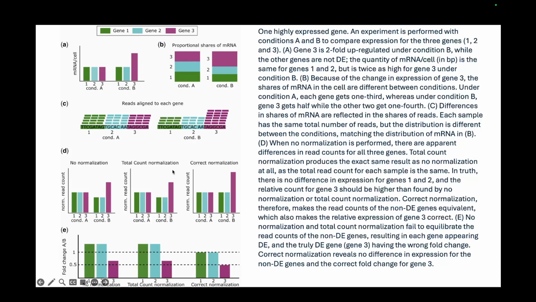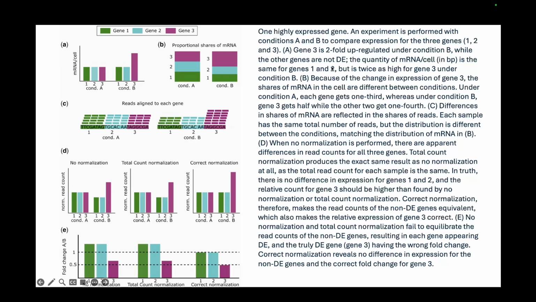On the left, you are measuring the expression of three genes under two conditions, condition A and condition B. An experiment is performed with conditions A and B to compare expression of three genes. These 1, 2, 3 are three genes, and A and B are your different conditions or different types of samples. In the first figure, you see gene 3 is twofold upregulated under condition B, while the other genes are not differentially expressed. Because 1 and 2 remain the same, 3 is doubled up.